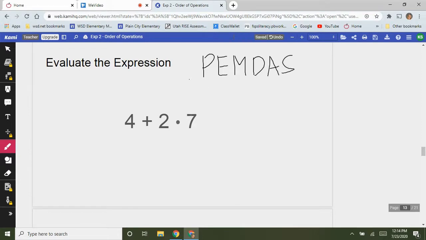So I first look at the P, parentheses. Nope, no parentheses. E is exponents. Nope, no exponents. Multiply and divide. Ooh, yep, there's a multiply. So 2 times 7 is 14. Bring down what I haven't used, any numbers and any operation symbols. Any other multiply and divide? Nope. So those are done. Now add and subtract. Yep, I have an add. 4 plus 14 is 18. And I'm done.